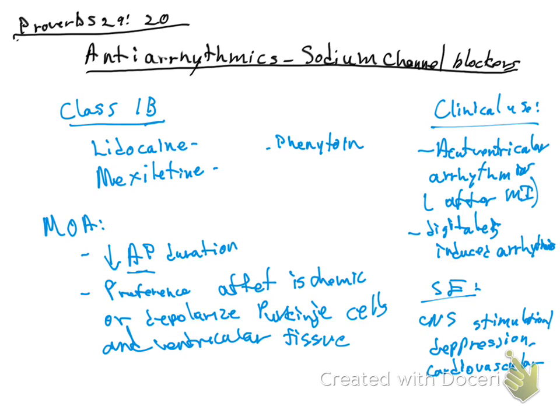Now we can go and see the class 1C. In class 1C we are going to see two drugs. One is called flecainide, and the other is called propafenone.